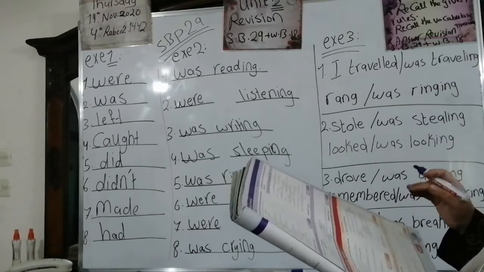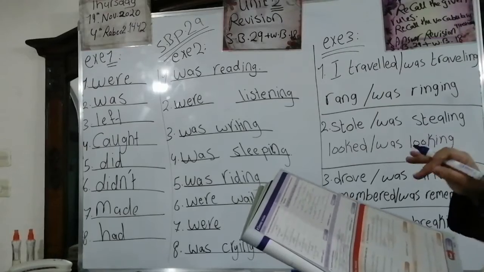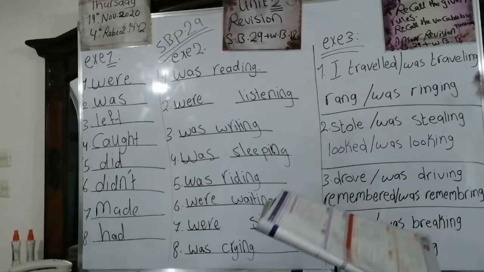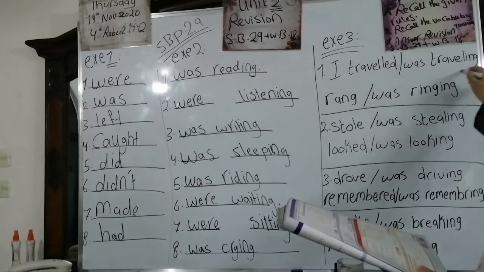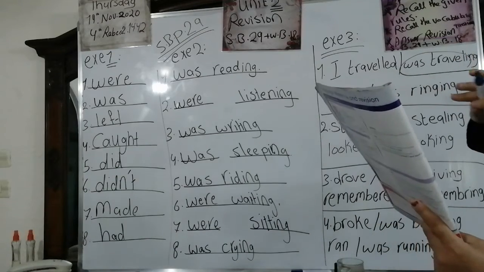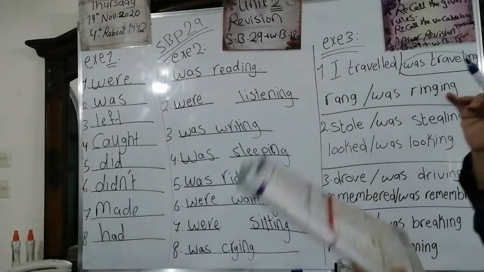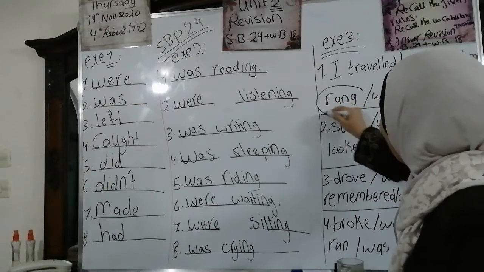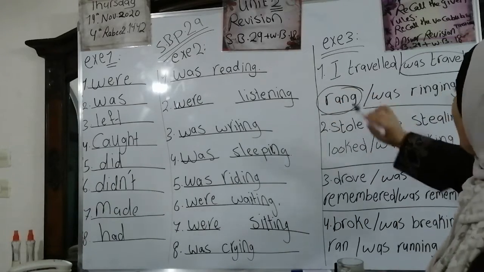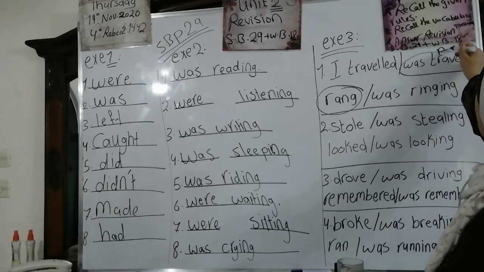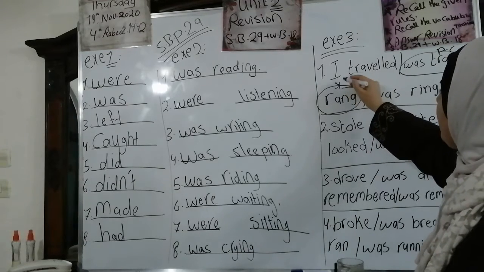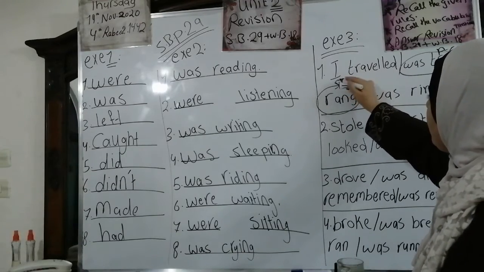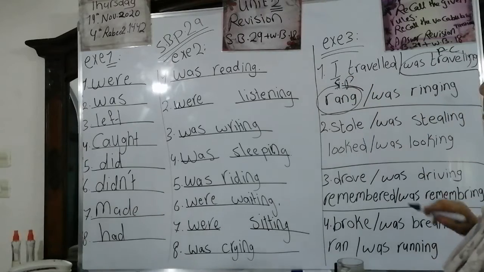We said the key word for the past continuous is while. While I was traveling to work, my phone suddenly what? Yes, good job. Rang, simple past. This is past continuous, and this is simple past. Okay, simple past.